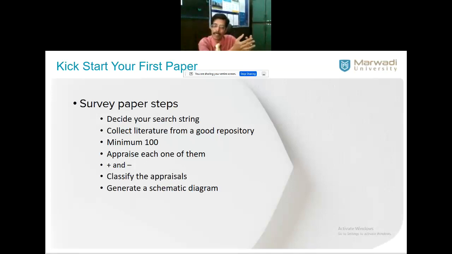A schematic diagram is nothing but an inverted tree structure. You remove a tree from the ground, put it topsy-turvy, in reverse order. You get the root at the top, right? And you get the trunk and branches below, with the leaves at the bottommost. This is called the schematic diagram. This is the way to write a survey paper.